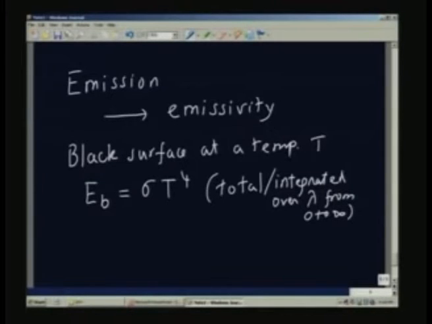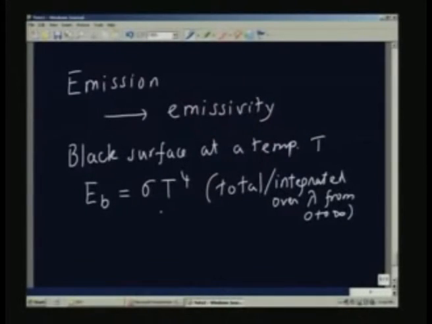Of course, in practice the 0 to infinity may mean something like from 0.1 to 100 micrometers. If you consider that region, it is adequate. In some cases it may be even narrower than that, depending on the temperature. So, I am having a black surface which emits radiation per unit area. This is in watts per square meter, given by sigma T to the power of 4, where sigma is the Stefan Boltzmann constant, and in fact the value of sigma is 5.67 multiplied by 10 to the power of minus 8 watts per meter squared Kelvin to the power of 4.